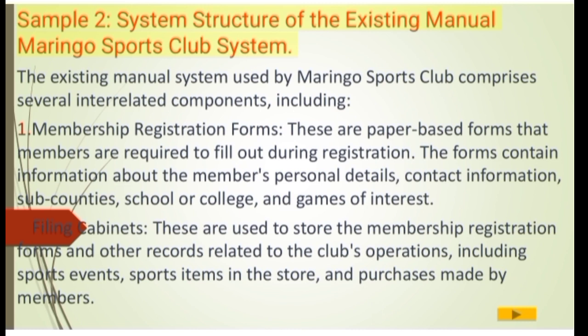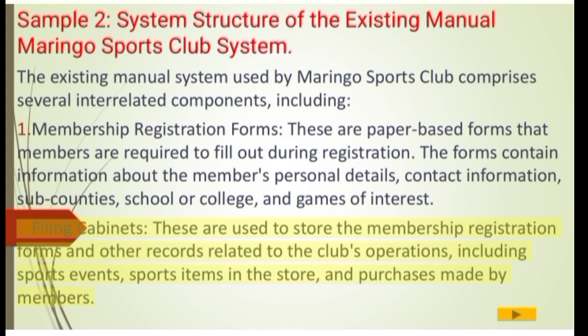Sample 2. System structure of the existing manual Maringo Sports Club system. The existing manual system used by Maringo Sports Club comprises several interrelated components, including: 1. Membership registration forms. These are paper-based forms that members are required to fill out during registration. The forms contain information about the member's personal details, contact information, sub-counties, school or college, and games of interest.